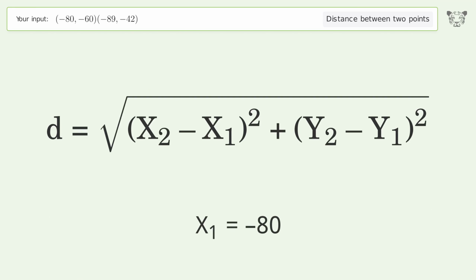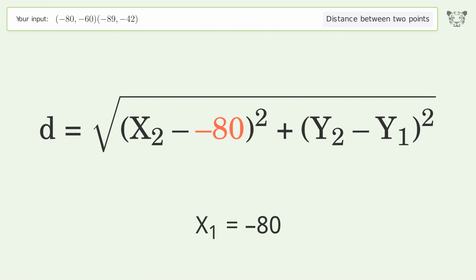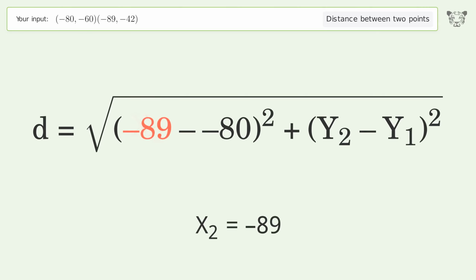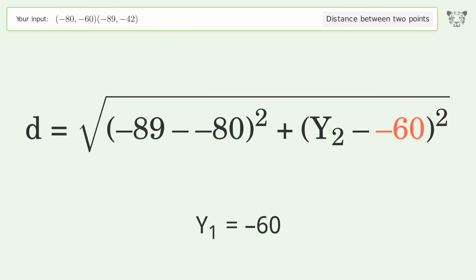x1 equals -80. x2 equals -89. y1 equals -60. y2 equals -42.